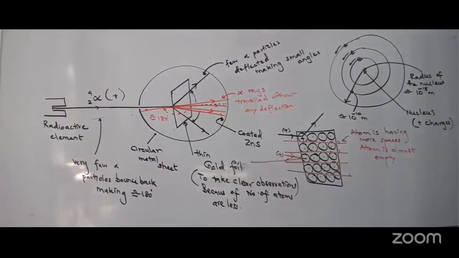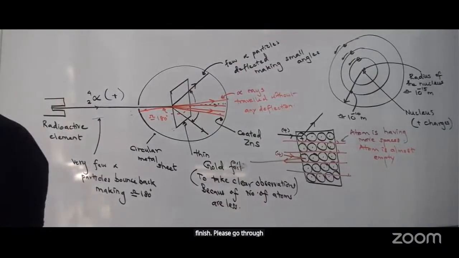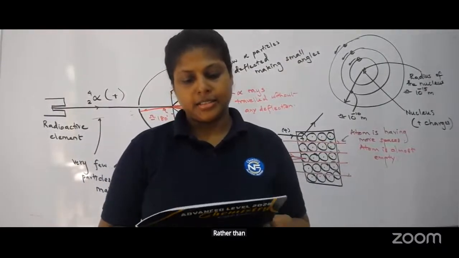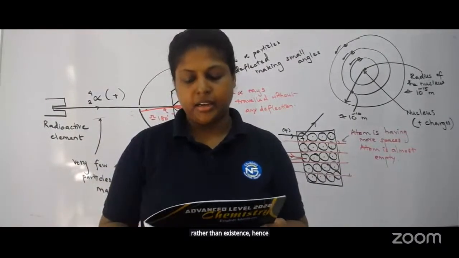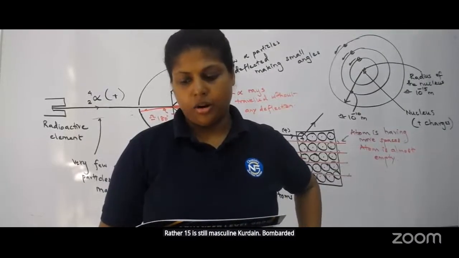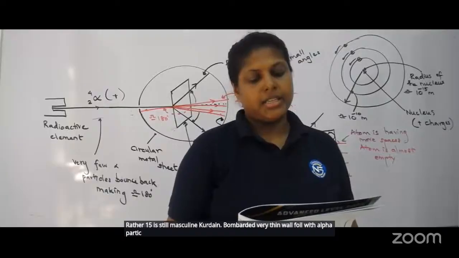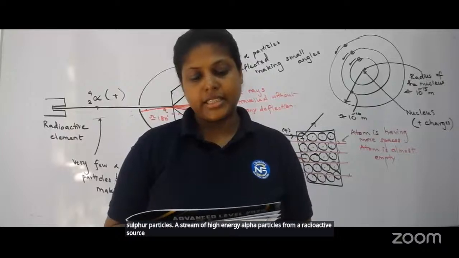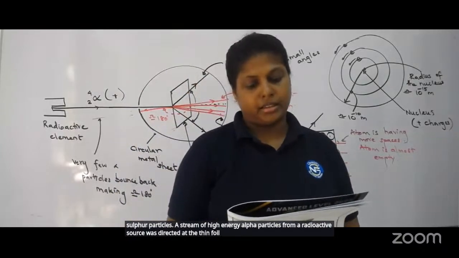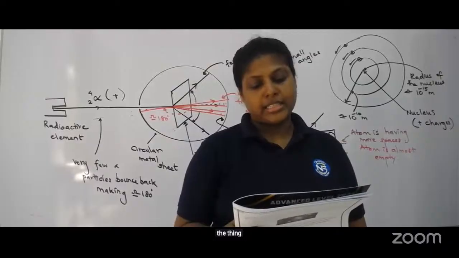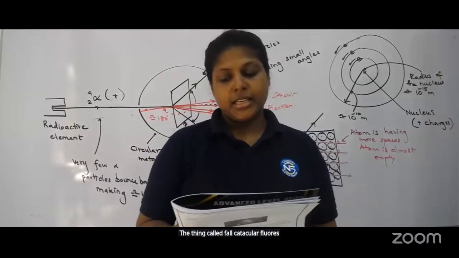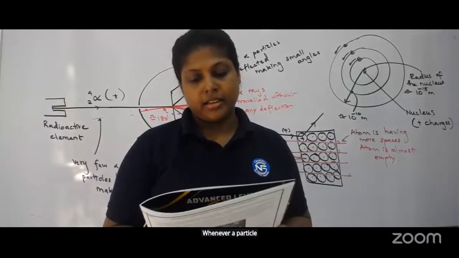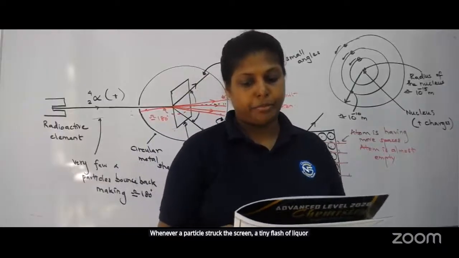Online people, done? Finished. Right, please go through the note. Rutherford and his students, Hans Geiger and Ernest Marsden, bombarded a very thin gold foil with alpha particles. A stream of high energy alpha particles from a radioactive source was directed at the thin foil of gold metal. The thin gold foil was kept inside a circular fluorescent zinc sulfide screen. Whenever alpha particles struck this screen, a tiny flash of light was produced at that point.